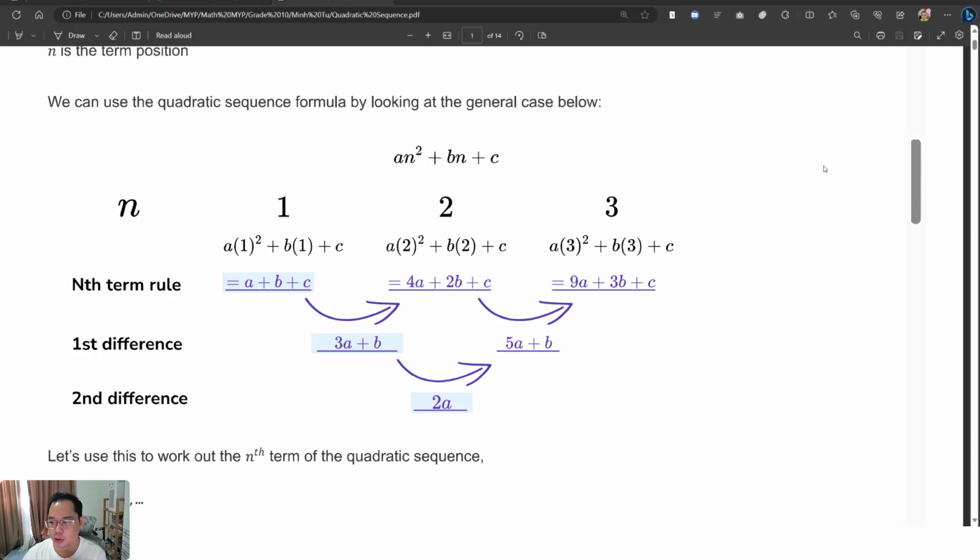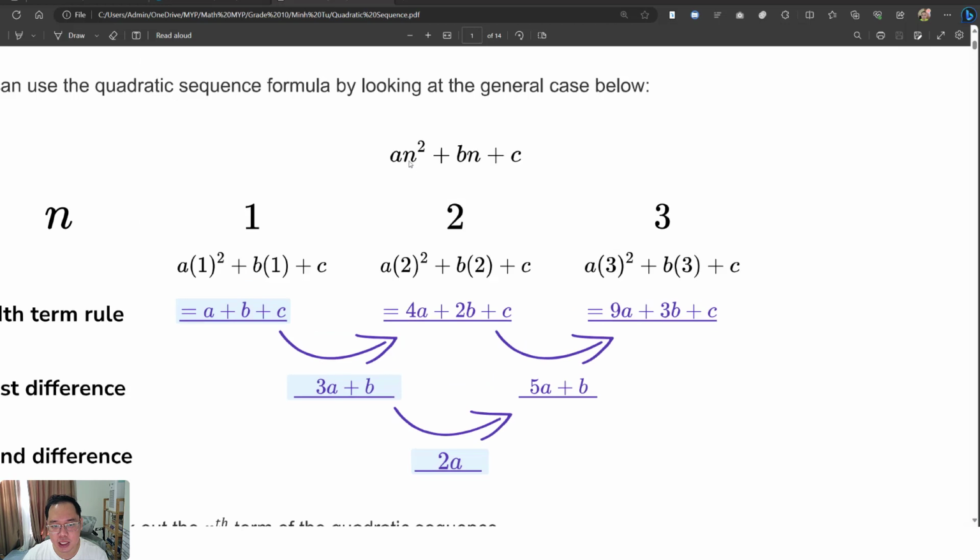In this video, I'm going to explain and help you understand the rule, the properties of a quadratic sequence. For example, we're given the general form, or we can call this the explicit formula, for the quadratic sequence: a times n squared plus bn plus c.